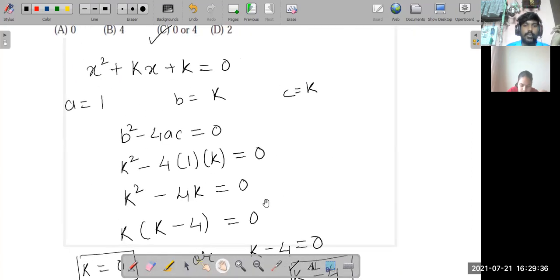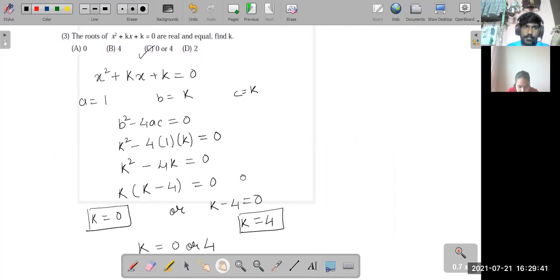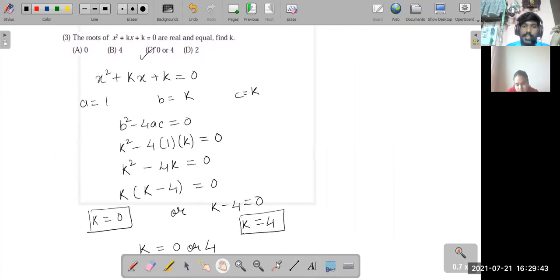It's better if you make a note of this sum. But then why not A and B? Because A is saying only 0, while B is saying only 4. Here both are the answers, 0 or 4. So C is the best match.